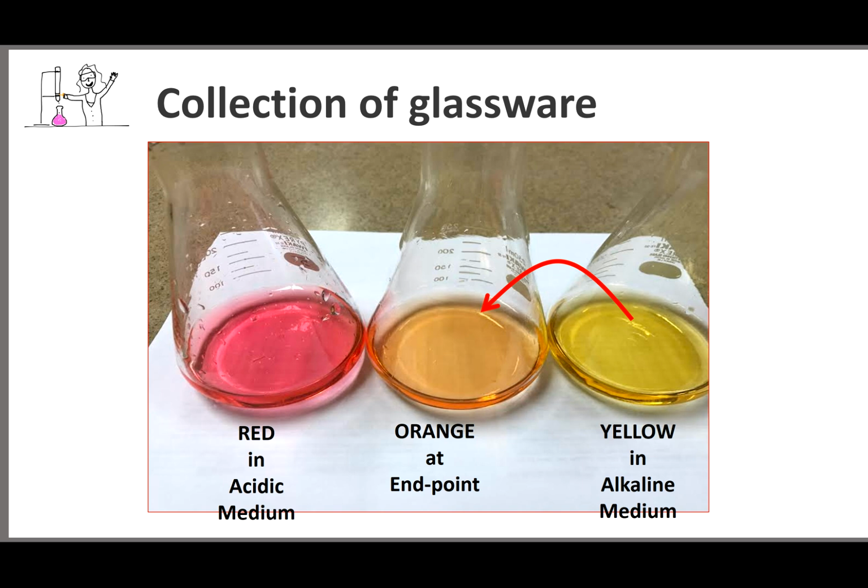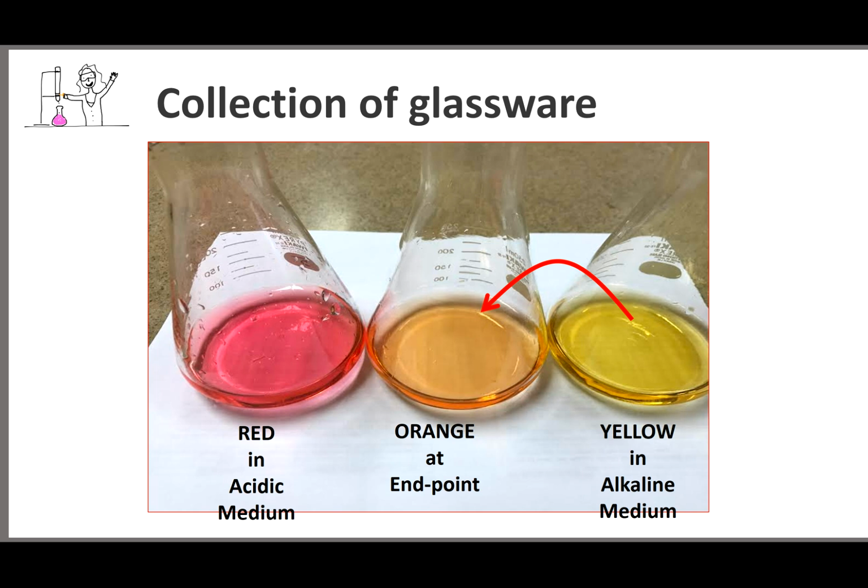But just to share with you, for methyl orange, it is yellow in an alkaline medium and orange at the endpoint. So that means if I start off with a base or an alkaline, I'll just keep adding the acid until I see the color change from yellow to orange. But if I start off from an acid, it will be red.